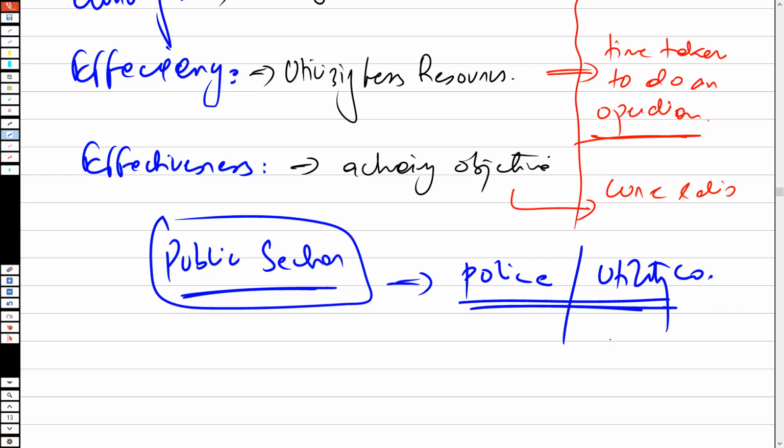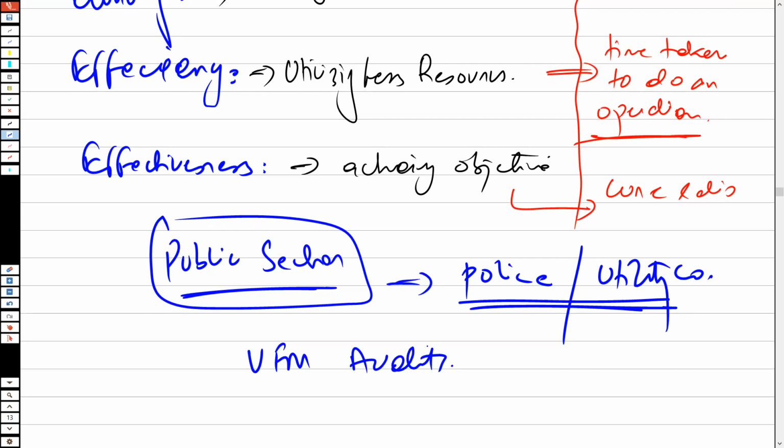Now, let's try to have a bit of an understanding, a bit of a discussion of this. Basically, we perform value for money audits. I repeat, we perform value for money audits for the public sector organizations also.